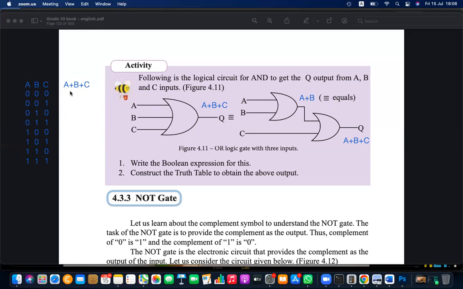Output. So what about the OR gate? OR gate will output 0 only one time. When all are 0. When all are 0, the output is 0. All other occurrences, it's 1, 2, 3, 4, 5, 6, 7, 8. So it's very, very easy. So this is the truth table.